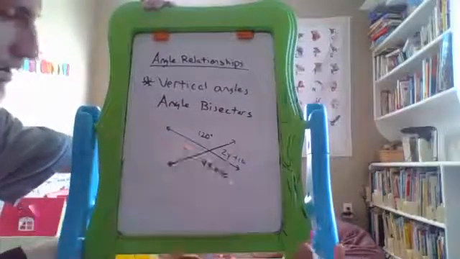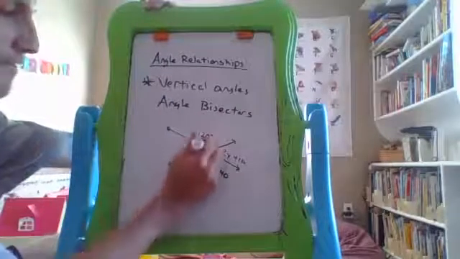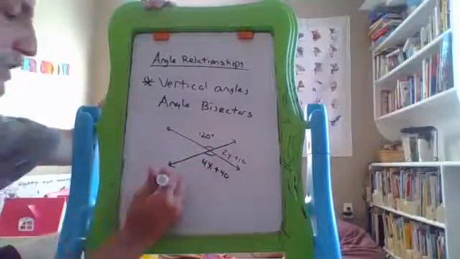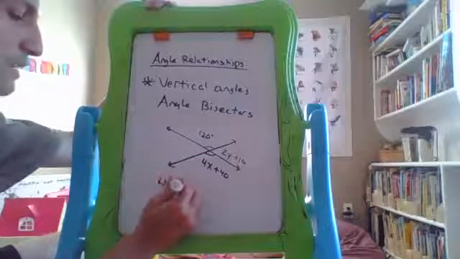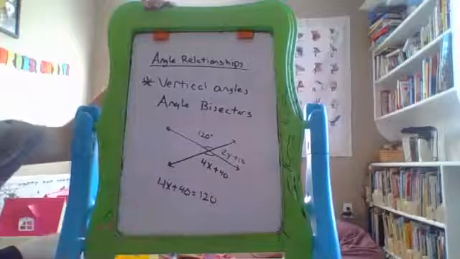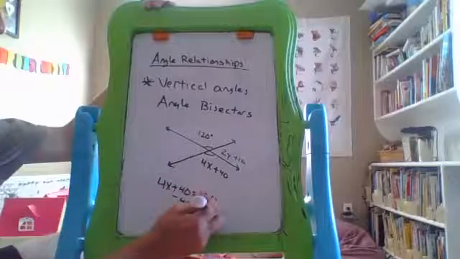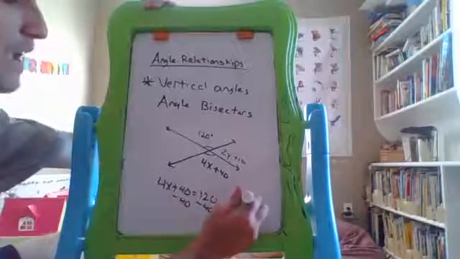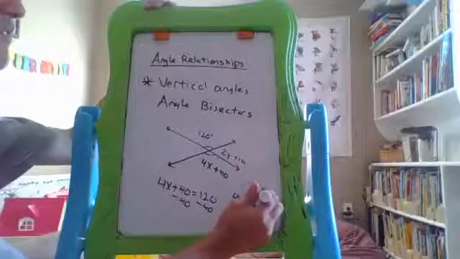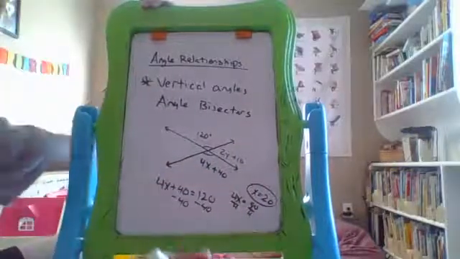I can do either one in either order, but since I'm talking about vertical angles, I'll start with this. If I have vertical angles right here, I want to set these angles equal to each other. So I'm going to get 4x plus 40 equals 120. I'm going to solve this because they're equal. Minus 40 minus 40. 4x equals 80. I divide by 4, and I get x equals 20. There we go. I found out what x is.